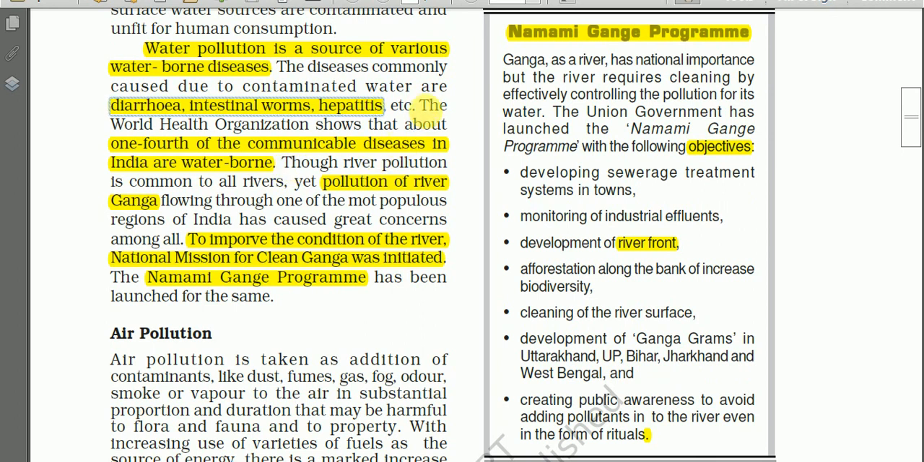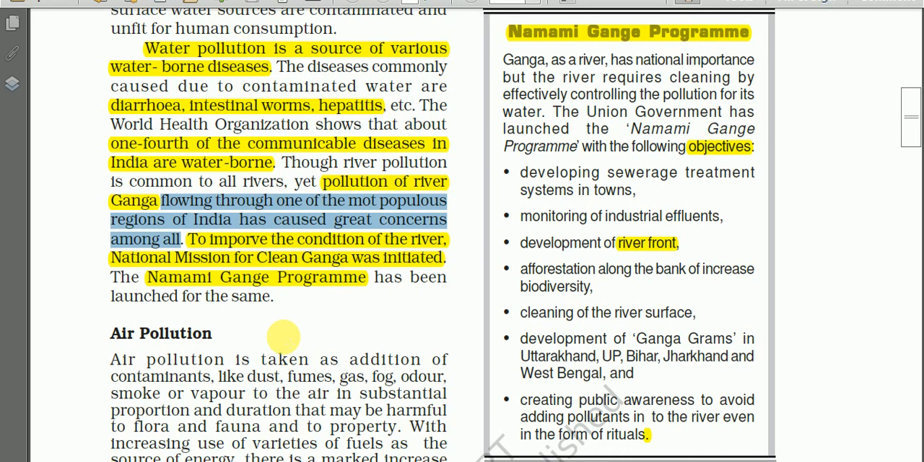The World Health Organization shows that about 1/4 of the communicable diseases in India are waterborne. According to the World Health Organization report, okay, about 1/4 of the communicable diseases in India are waterborne. Though river pollution is common in all rivers in India, yet pollution of Ganga flowing through one of the most populous regions of India has caused great concern among all.